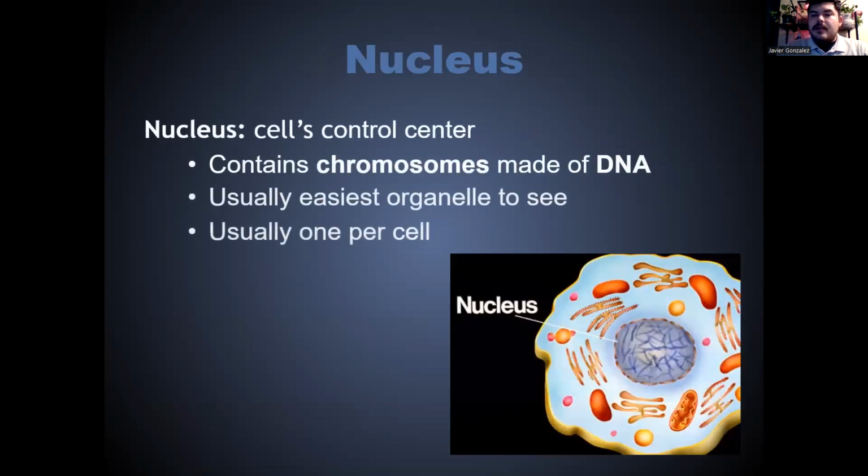The nucleus, we could kind of think of the nucleus as the human brain. The nucleus is the cell's control center. It contains chromosomes made of DNA. It's always going to be the easiest organelle to see because of how big that circular section is right here. And it's usually one per cell. There are some cases where there's going to be more than one per cell.